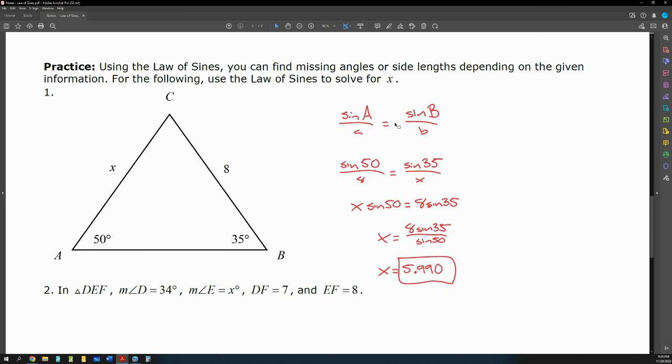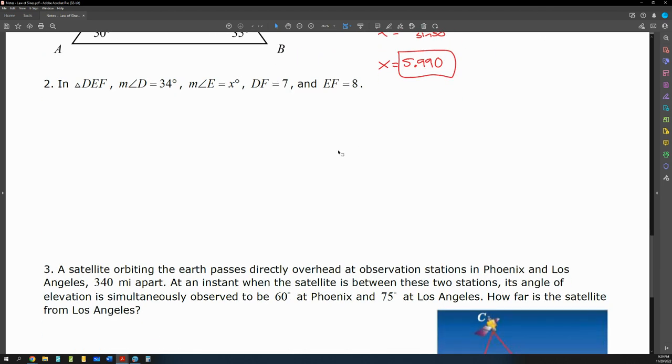All right. Number 2. In triangle DEF, D is 34 degrees, E is x degrees, DF is 7 units, and EF is 8 units. Let's go ahead and draw this triangle DEF.